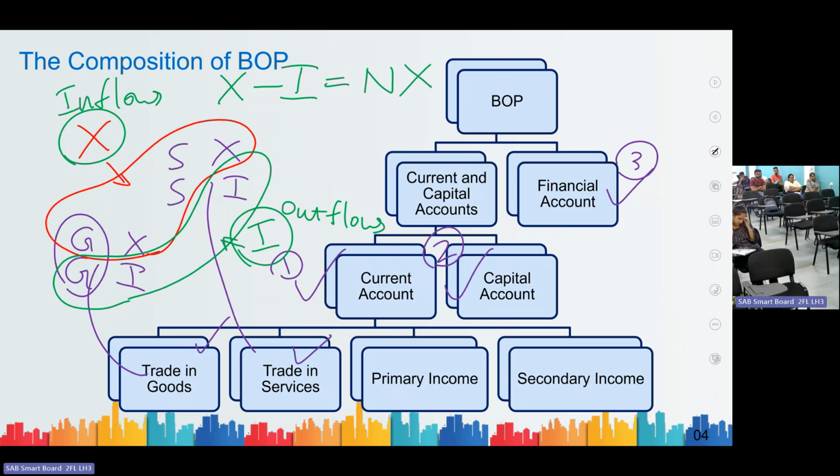Also, we call it the trade balance in national accounting. In national accounting, there is a concept called trade balance. Trade balance is simply the net exports, that is the difference between exports and imports.